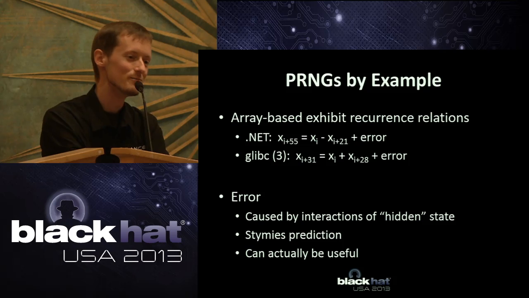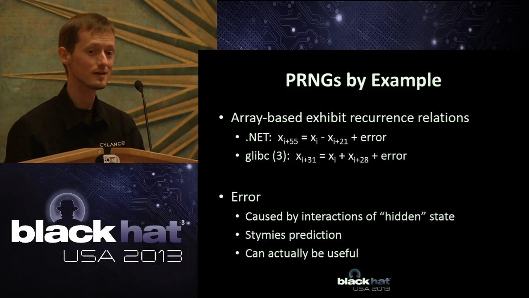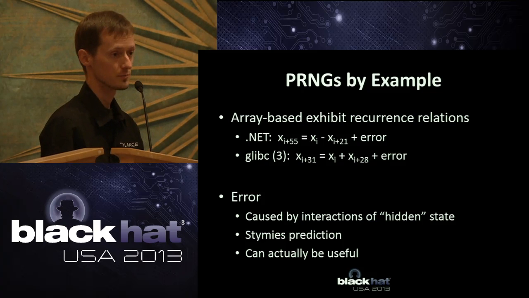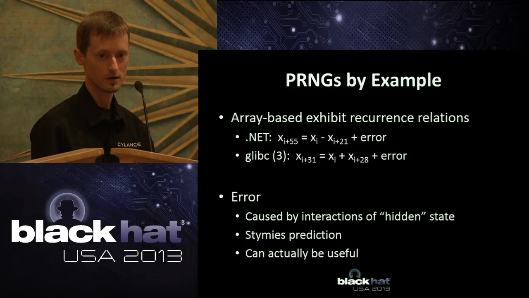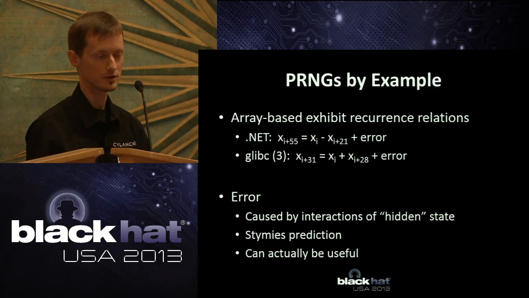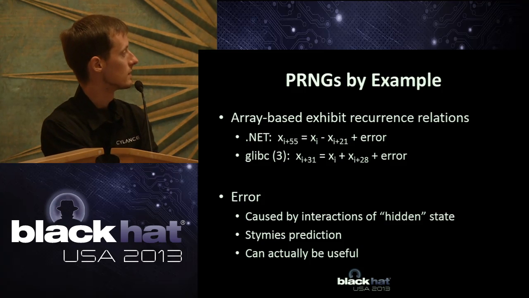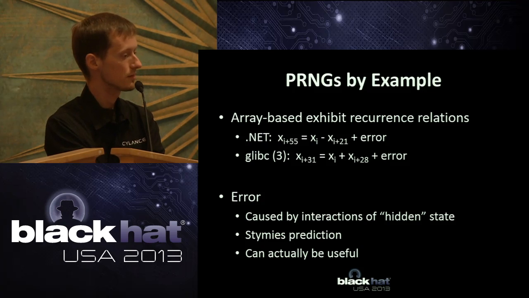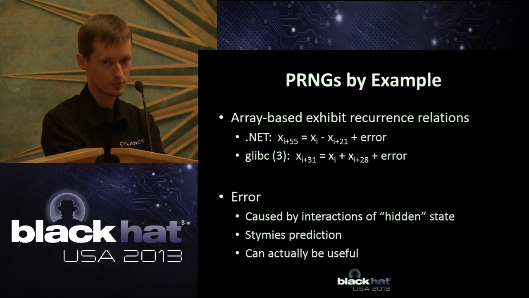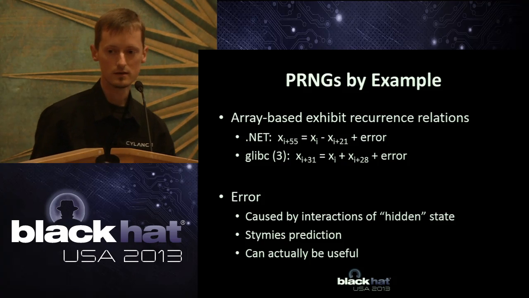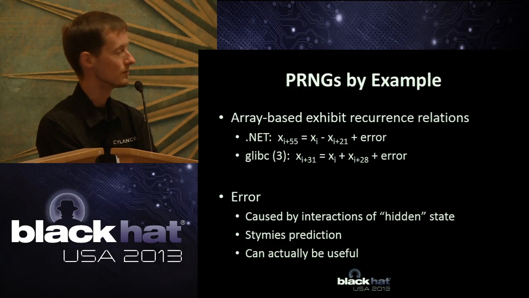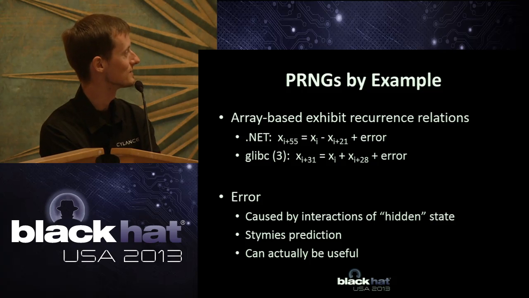A really cool feature of these array-based PRNGs is that they can exhibit recurrence relations. You can succinctly express the PRNG mathematically as a recurrence relation, but this manifests when you start getting long strings of consecutive outputs. Say in the .NET case, you get like 60 outputs, more than the size of the array. You'll start to see things like, if you take the ith element of your output and subtract the i plus 21st element, then you'll get the i plus 55th element. And any triplet you have like that works. Now, some error does come in.